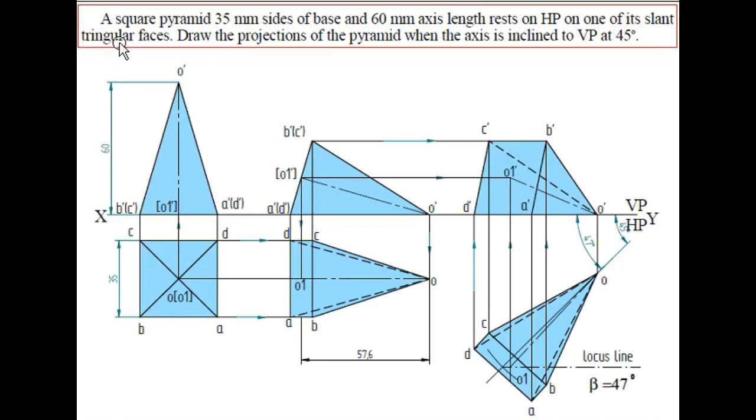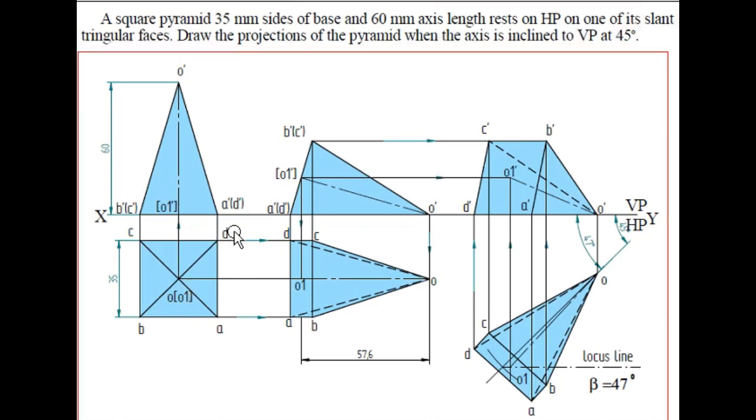When the condition is slant triangular face, make sure that the edge resting representation has to be done, not the corner representation, the corner resting condition. So this is how initially the square base has to be represented, and the apex point has to be marked. With respect to the apex point, all the corner points have to be joined. The naming A, B, C, D will represent the base of the square pyramid, O point represents the apex point, and O1 is the center point of the base of the square.